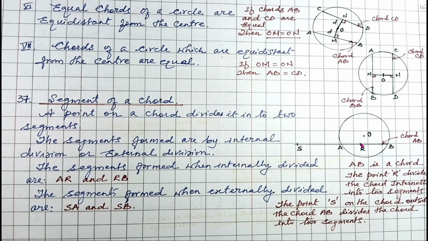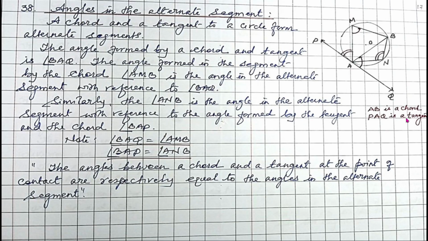Now if you see here, R is a point on the chord AB and it is an internal division, and the internally divided segments are AR and RB. The point S is also on the chord AB and it is externally divided, and the segments are SA and SB. So remember this: a point on a chord divides it into two segments. It can be internally divided or externally divided. A very important property again.